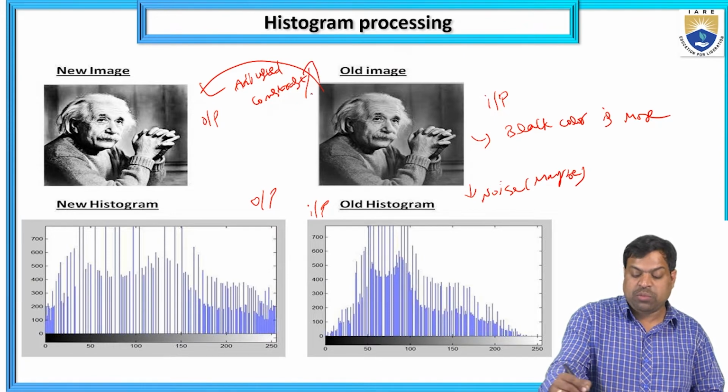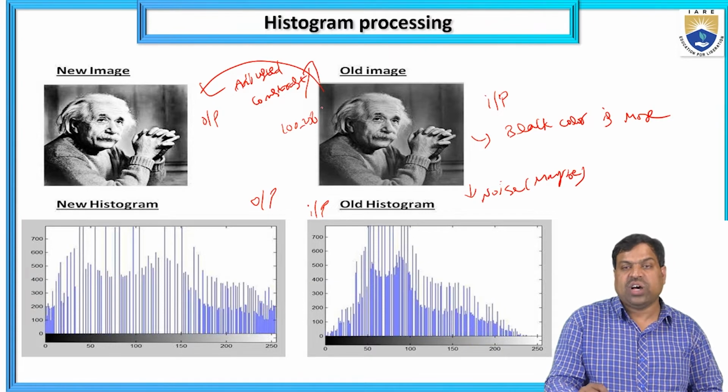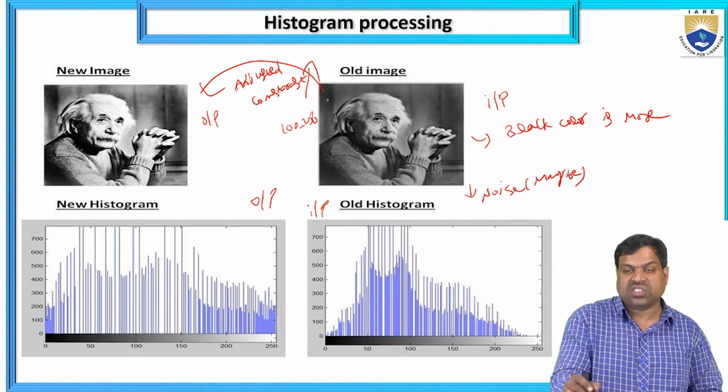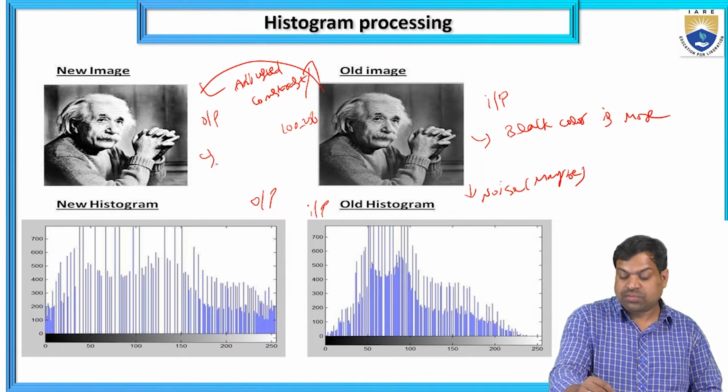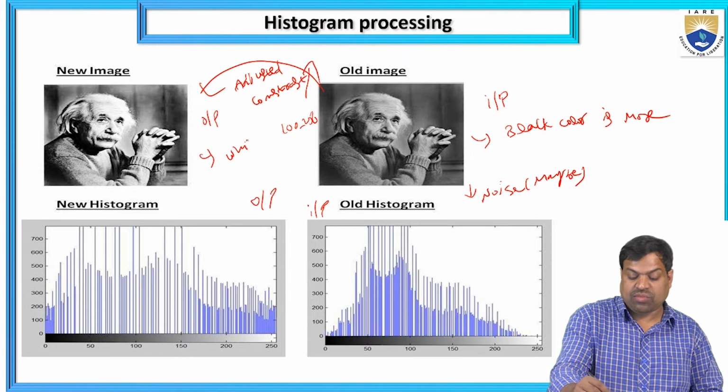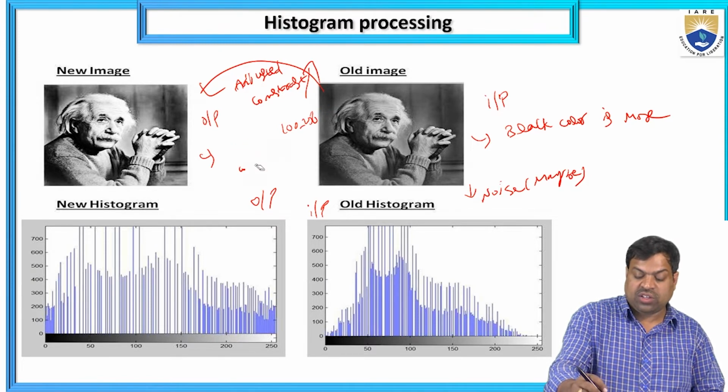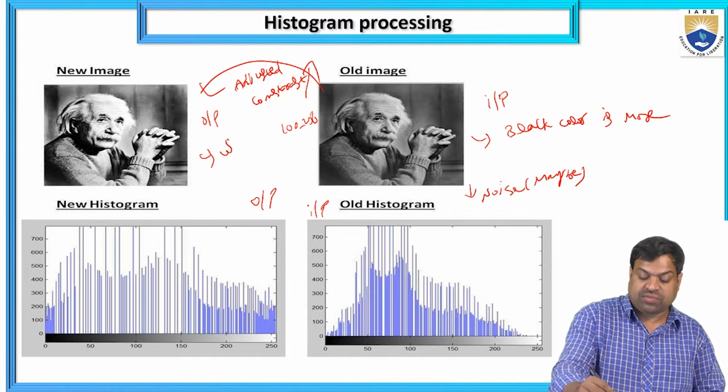Suppose maybe here some 100 levels are there. I converted them to 256. So I improved the contrast of the old image. The new image is the contrast, means white. So here the white color is applied.